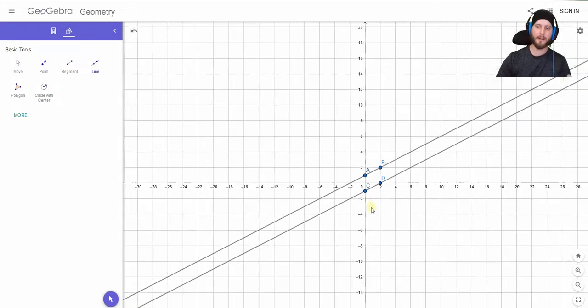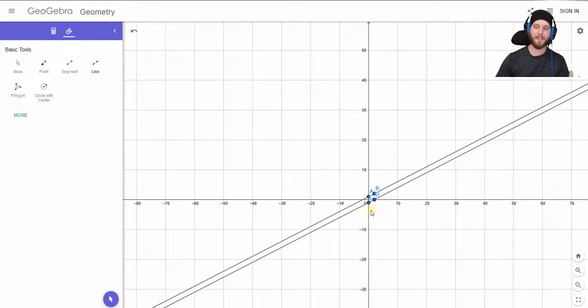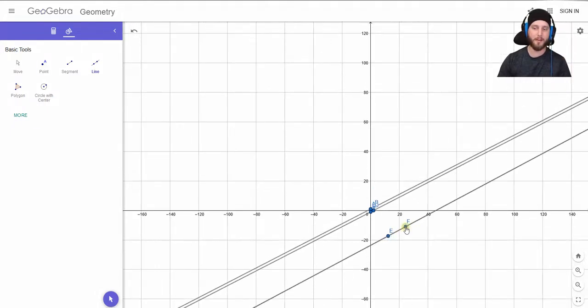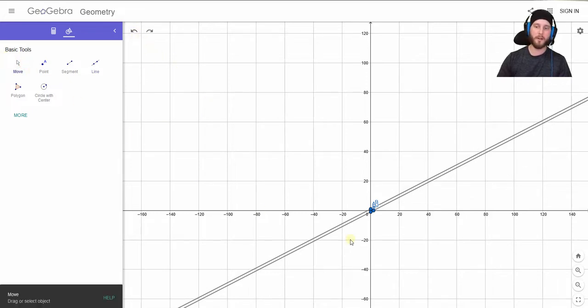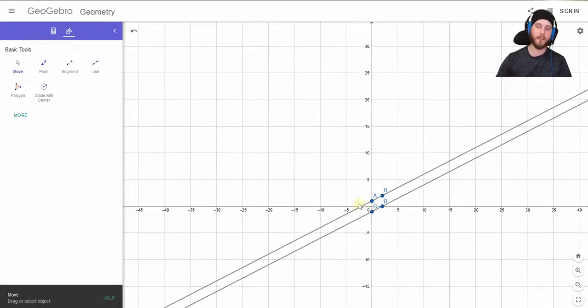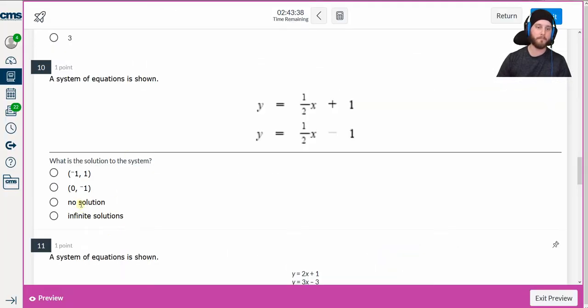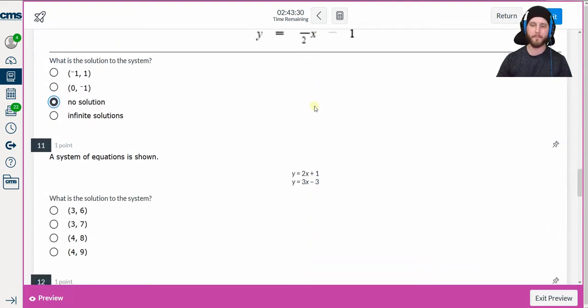So let's scroll out and see that these two lines will never ever cross. They are perfectly parallel. They will go on and on and never cross. What does that mean for our solution? Is there a solution? Is there a place that these two will cross? No. There is no solution. These two lines will never intersect. Therefore, there is no solution that will work for both of them.